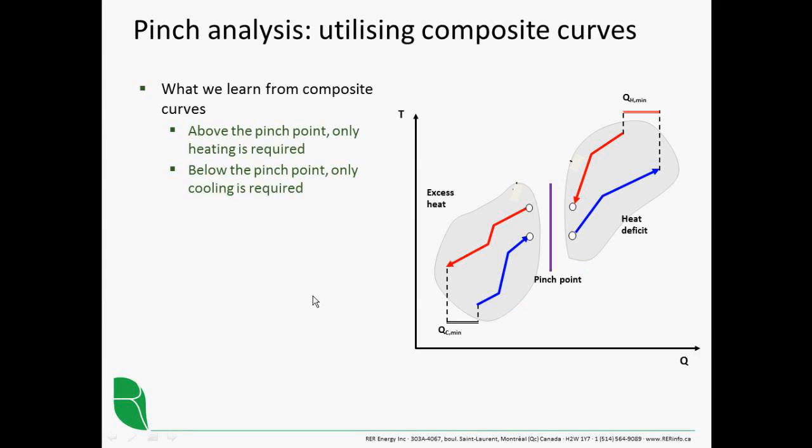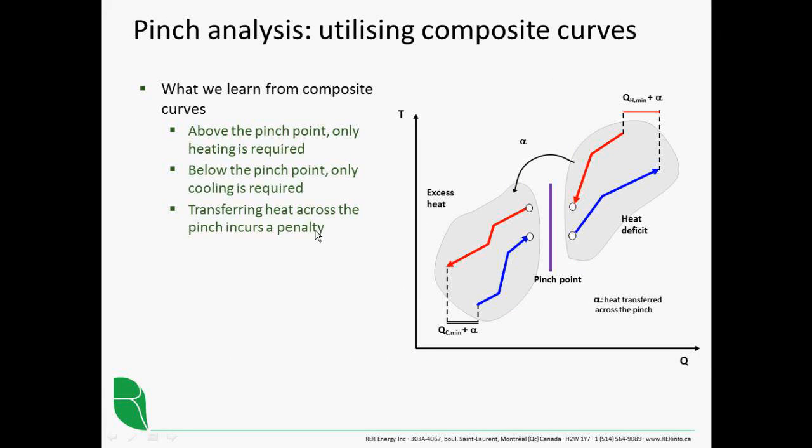We can use these composite curves beyond that. In essence, what the pinch point does is it separates the plant into two separate parts. Above the pinch point, there's the part of the plant that's in the heat deficit situation, and above the pinch point only heating is required. Conversely, below the pinch point, we're in an excess heat situation, and below the pinch point, only cooling is required. So it's two independent plants, essentially, that we're looking at now.